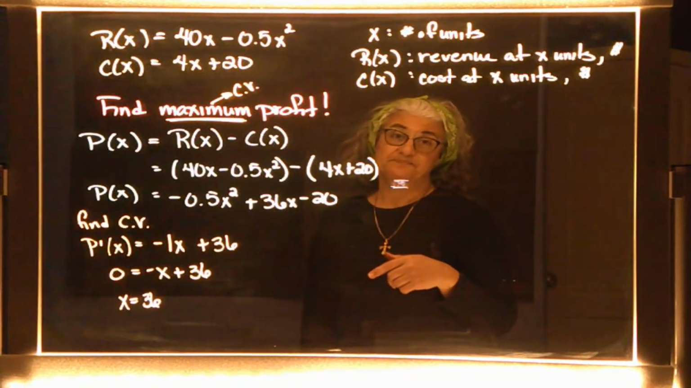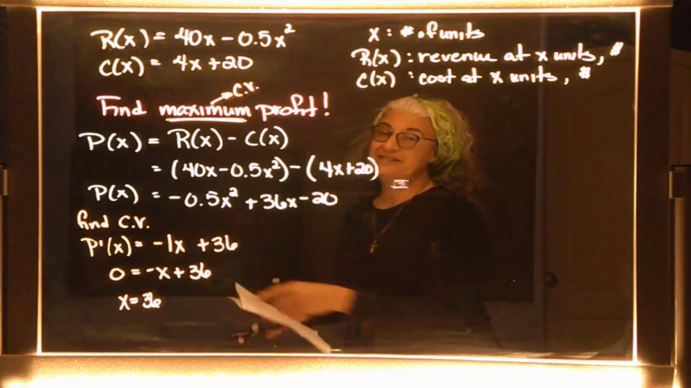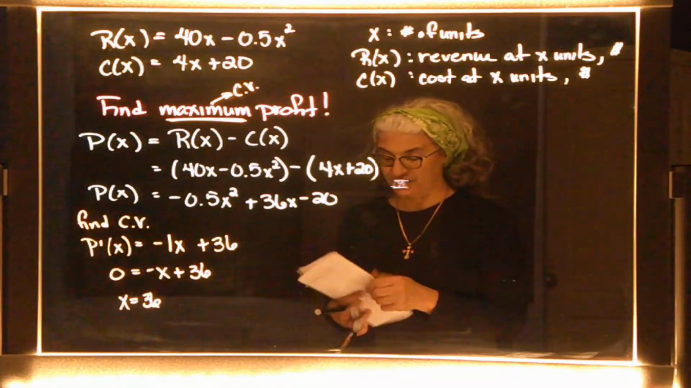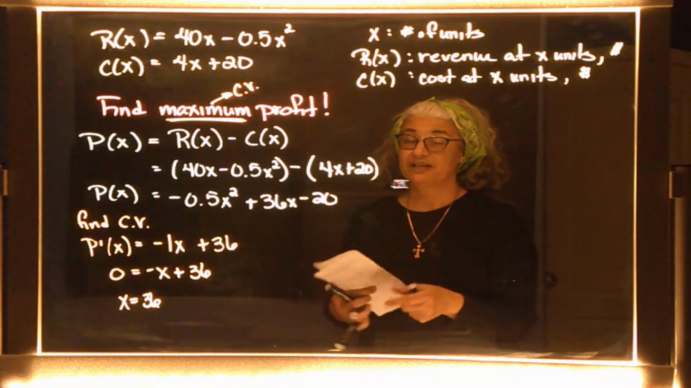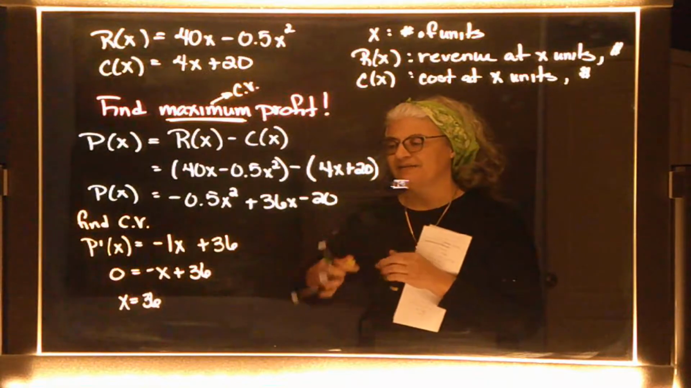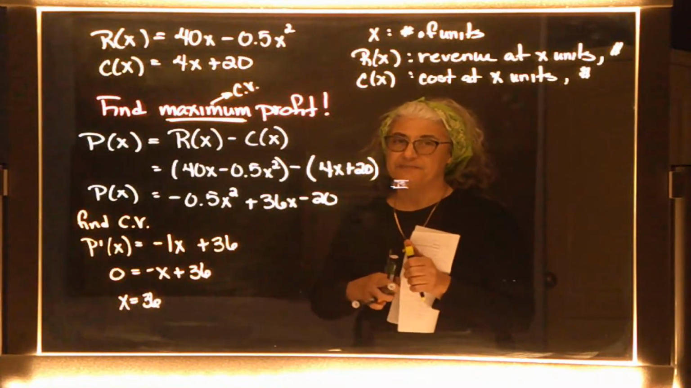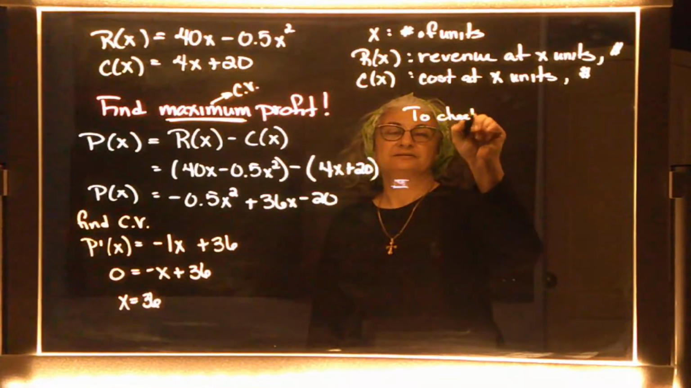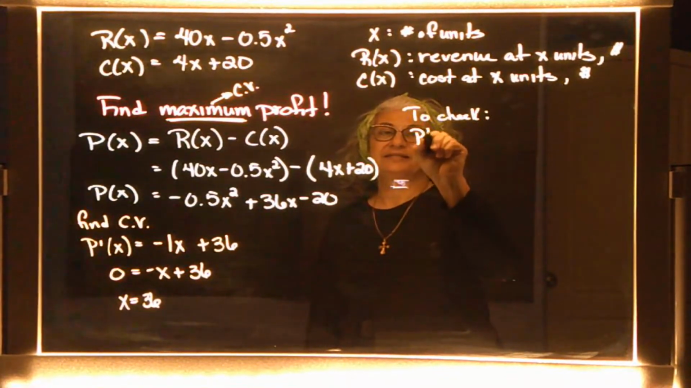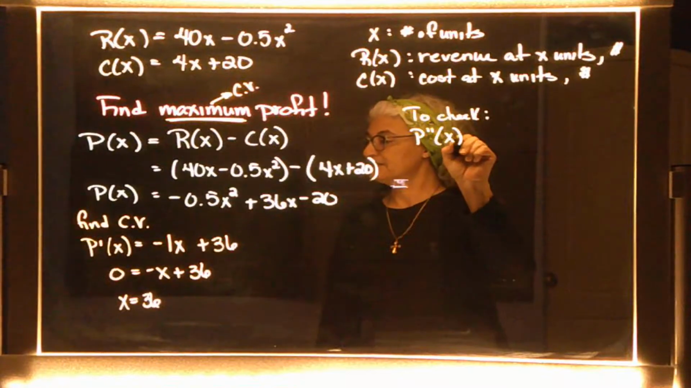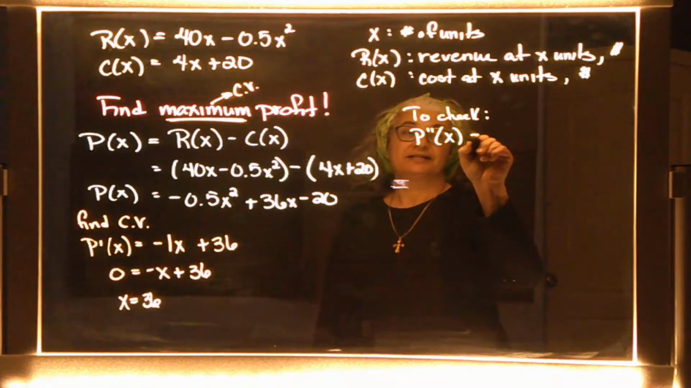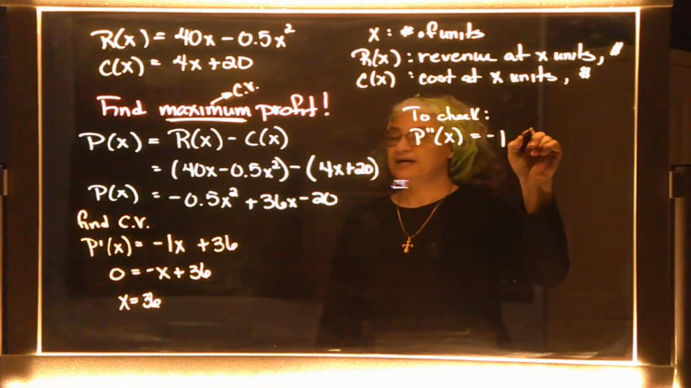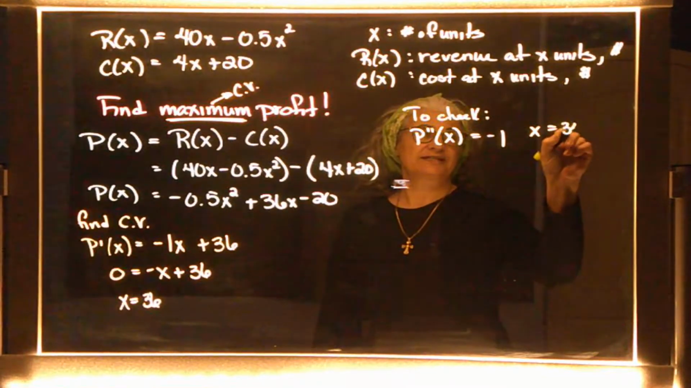Now what? Yeah, let's check and see if this 36 is actually going to be a max value, if there's actually going to be a maximum at that 36. How do we do that? Right. So to check it, it's easy to take the second derivative. We get just negative 1. My x is equal to 36.